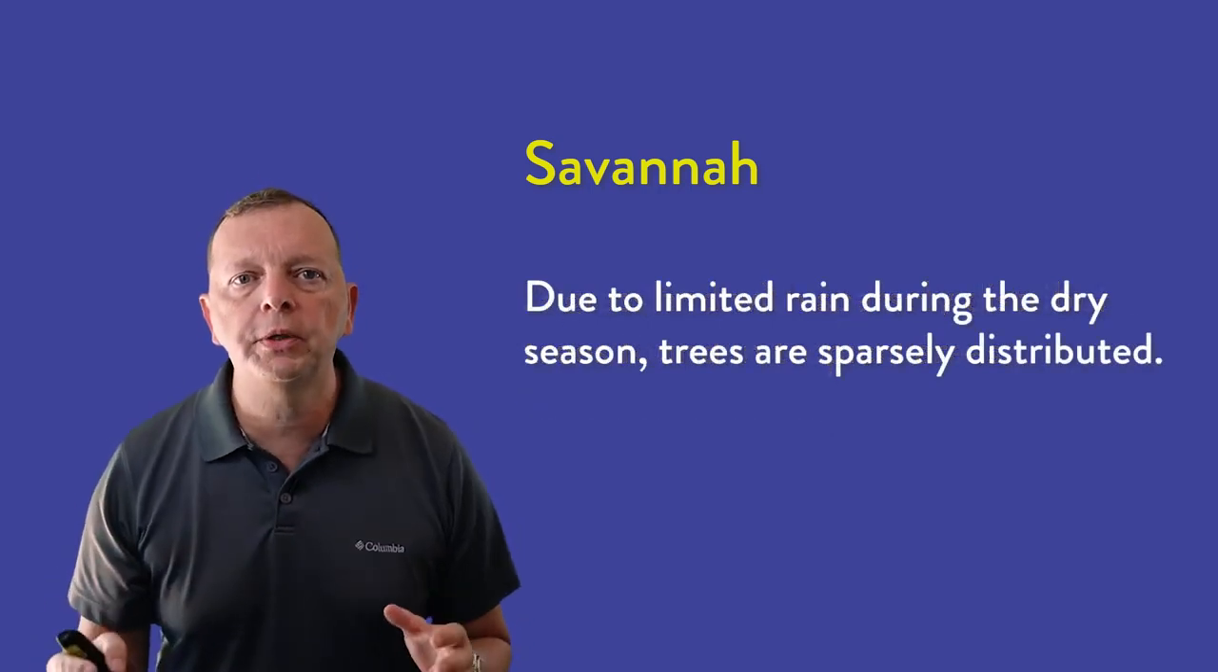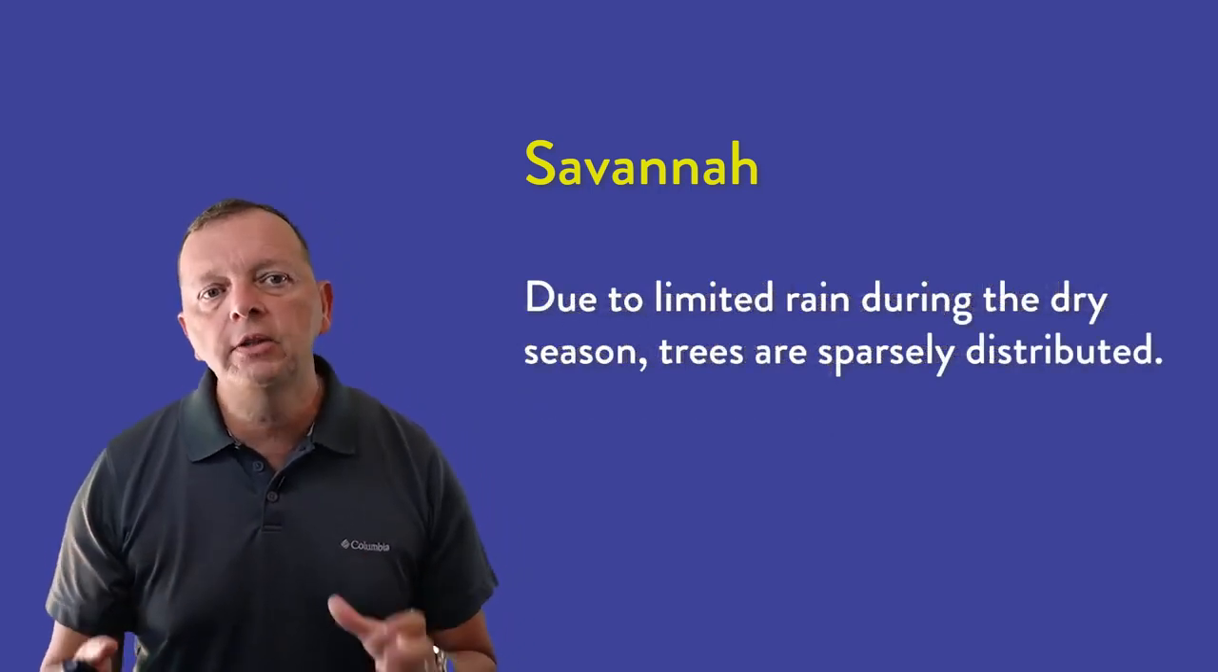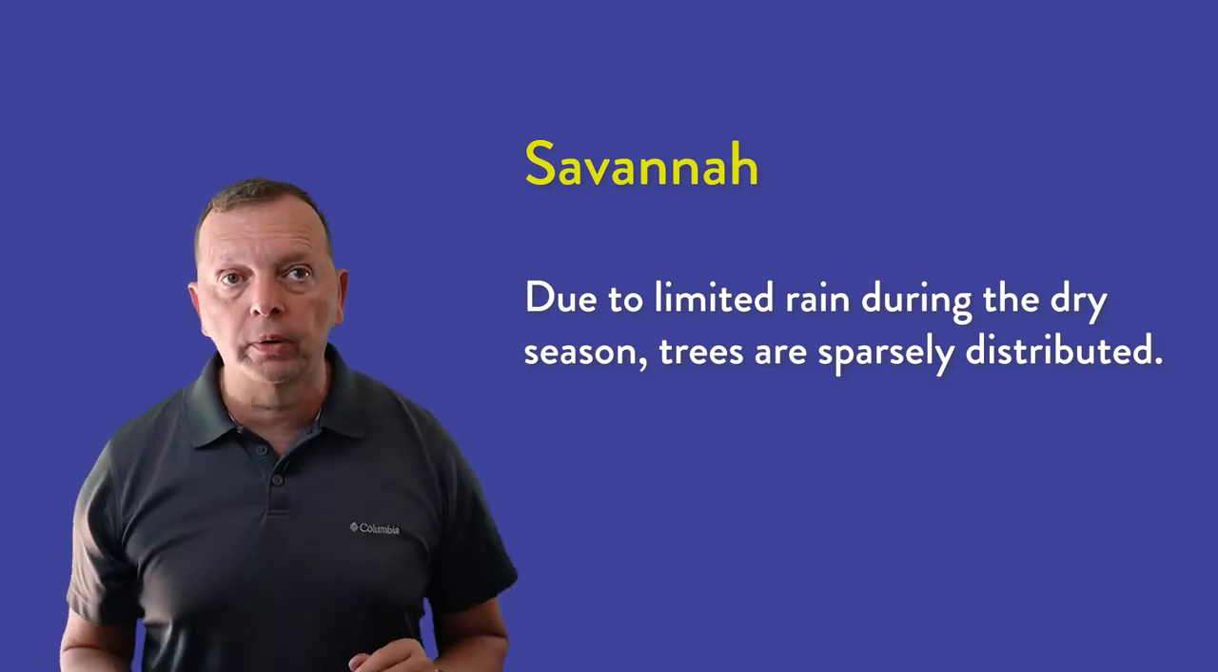So there isn't enough precipitation to support large forests. Instead, we have a grassland with scattered trees. If you think of where zebras and giraffes live, you're thinking about a savanna, such as these pictures I took when I was in Tanzania.